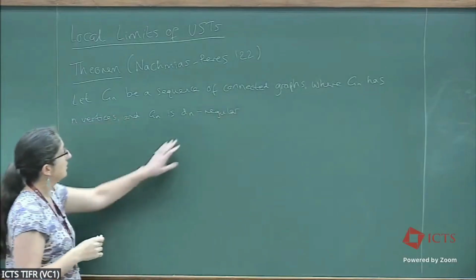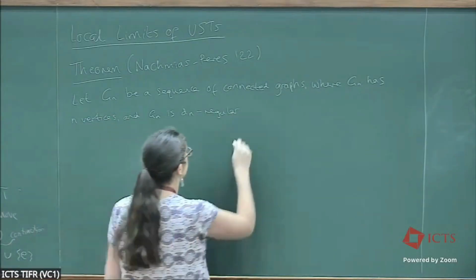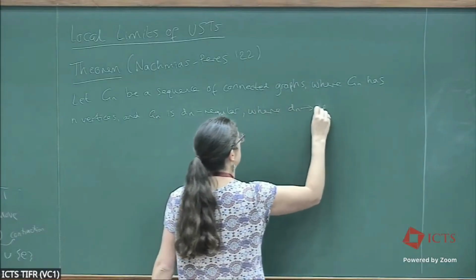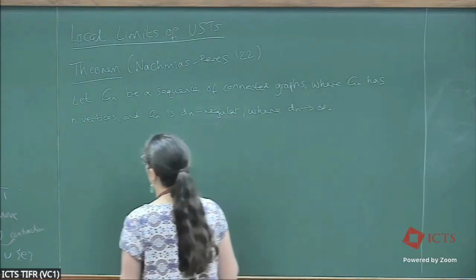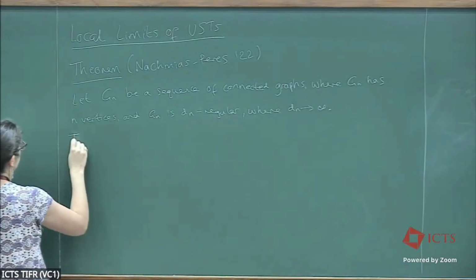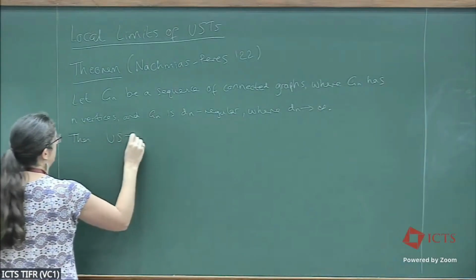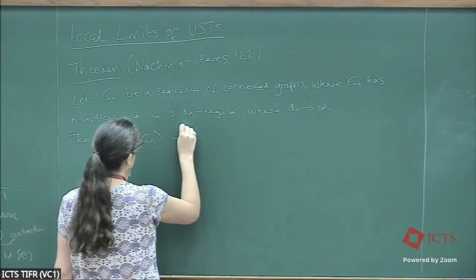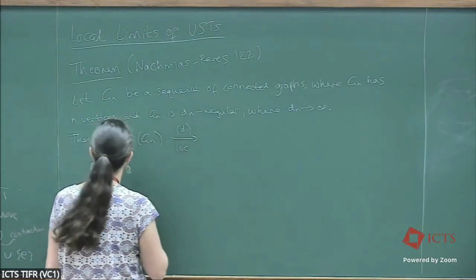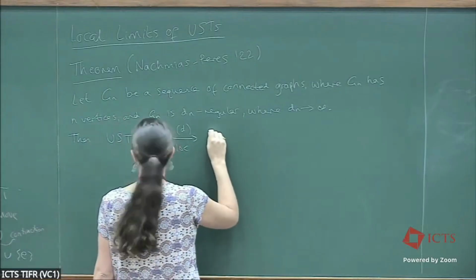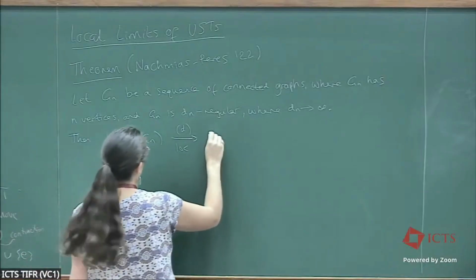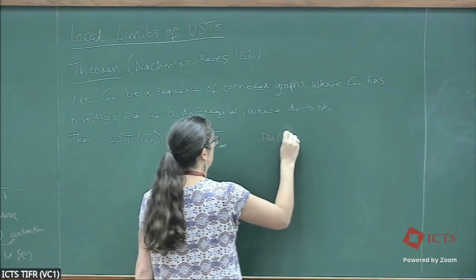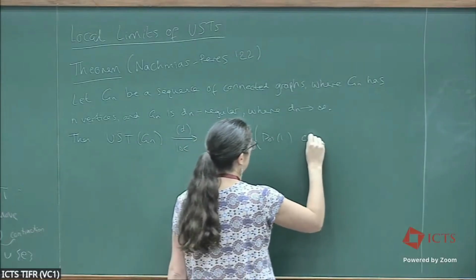But I want my Dn to converge to infinity. It can go very slowly, but it just must go to infinity. Then the same theorem is true. So if I take the uniform spanning tree of Gn, this converges locally in law towards T infinity, which is the Poisson one conditioned to survive.